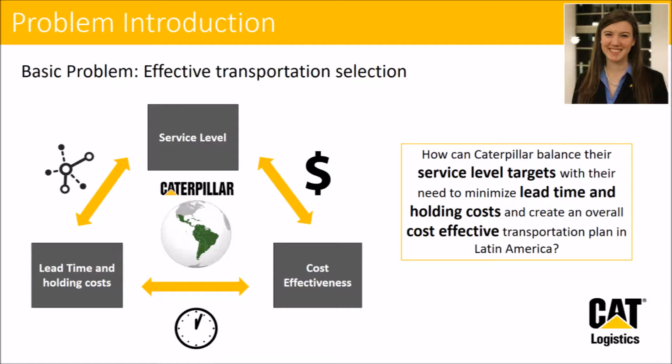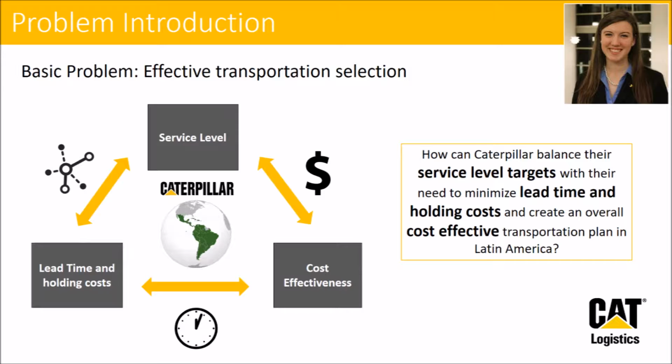The problem we are aiming to solve is effective transportation selection. Caterpillar is a large-scale company dedicated to maintaining its reputation of efficiency and being a world leader in customer support. In order to achieve the high service levels they target, Caterpillar must find a way to efficiently determine the most cost-effective mode of transportation while also minimizing lead time and holding costs. In places like Latin America, where distribution follows a hub-and-spoke model, balancing these trade-offs can be especially challenging.